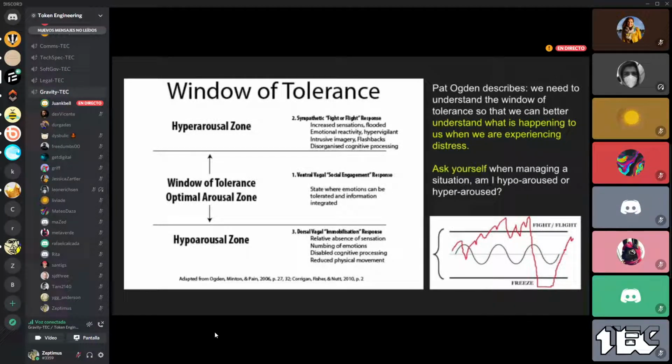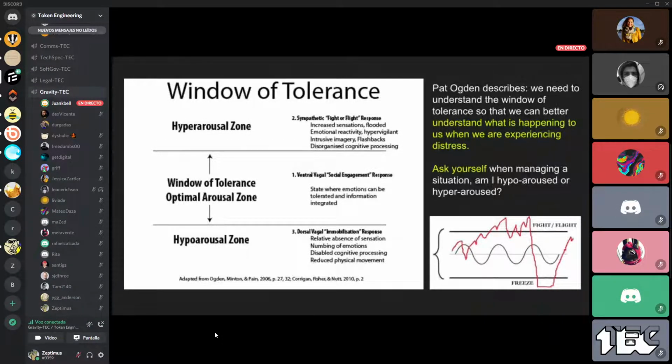And when we understand the window of tolerance, we understand what is happening to us when we are experiencing distress, and we can ask ourselves and ask the conflicting parties when managing a situation: am I hyper aroused or hypo aroused? Maybe you are angry about something. Just take a bath, and that would help you very easily to calm yourself down. And after you take a bath, or after you take a run, or after you meditate, then you will have another perspective of the conflict.